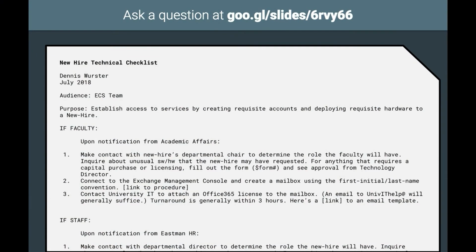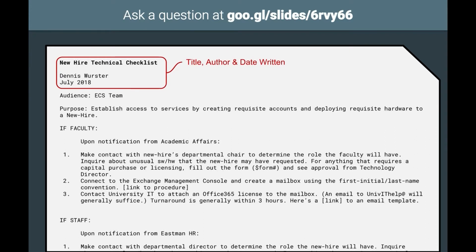So let's give it a try. Here is a completely made up thing that I wrote a few weeks ago. This is a new hire technical checklist that I wrote. It's intended for the ECS team, that's the Eastman Computing Services team. And it talks about what we are going to do when somebody is coming for their first day.